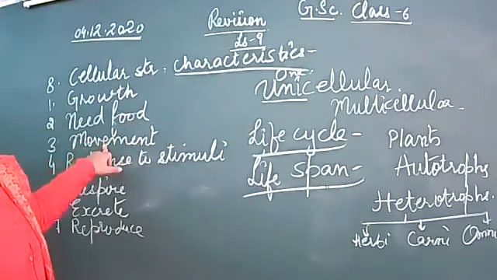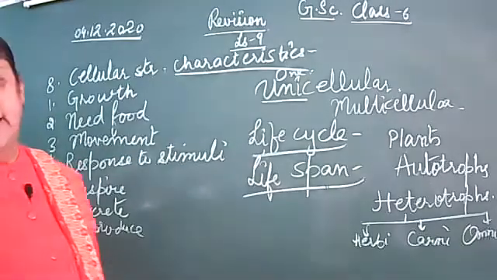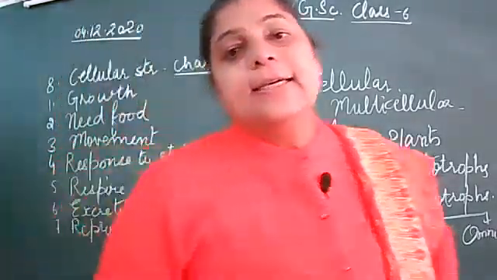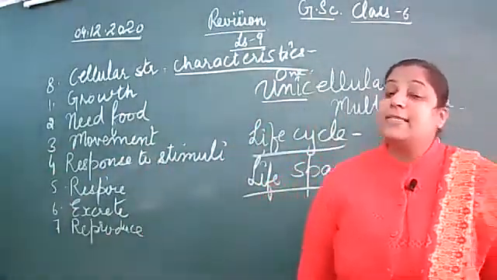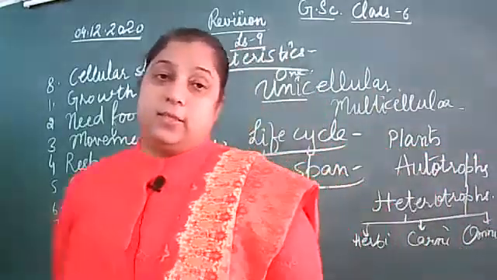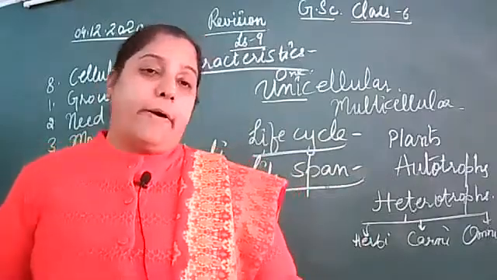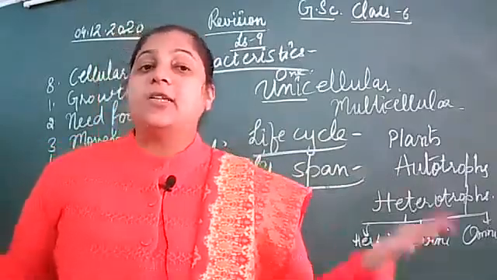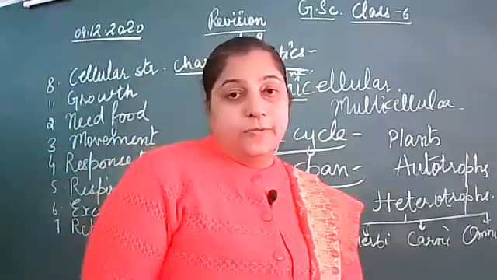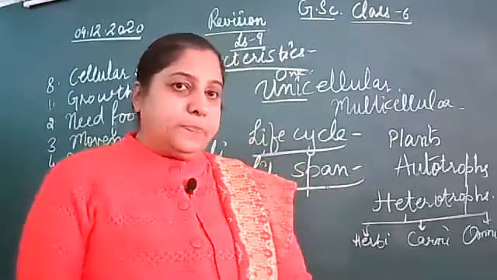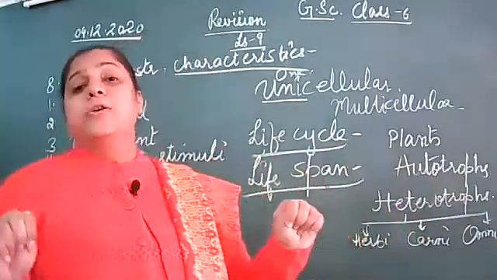Now next is movement. Children, all living organisms show movement. They move from one place to another, while non-living organisms do not show any movement. We human beings have 2 legs to walk, to run, and 2 hands to hold things. Animals have 4 legs to move. Some crawl, right? Some organisms have wings to fly, to move.